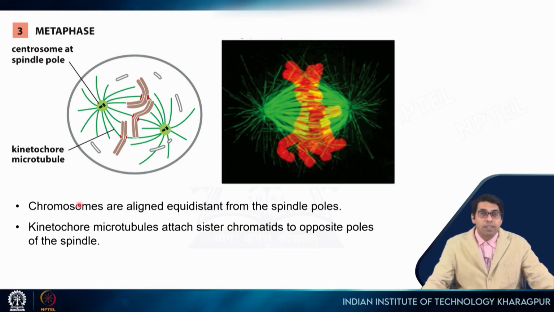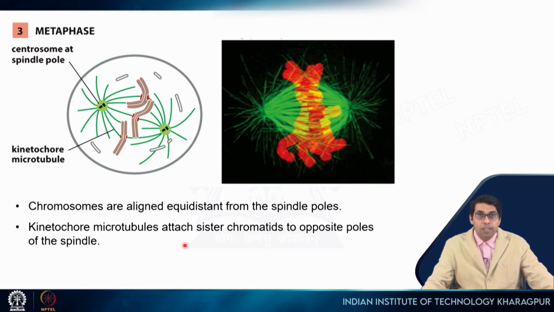In metaphase, the chromosomes are aligned equidistant from the spindle pole. This is very important because the cell has to ensure that of the two sister chromatids, one goes to this side and the other goes to this side. So all the sister chromatids must be arranged at this plate at the center of the cell.